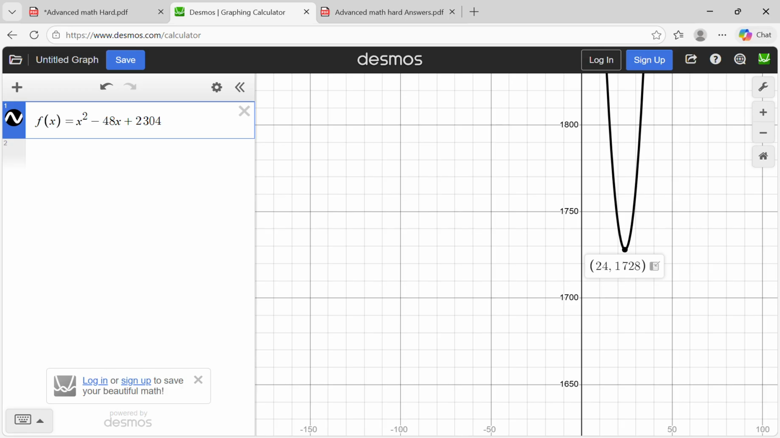So in Desmos, you just have to type it, search for the graph, and then look for the lowest or the highest point. The lowest or highest point corresponds to the vertex of a quadratic equation. But in the algebraic method, you will have to complete the square and convert the standard form of a quadratic equation into its vertex form.